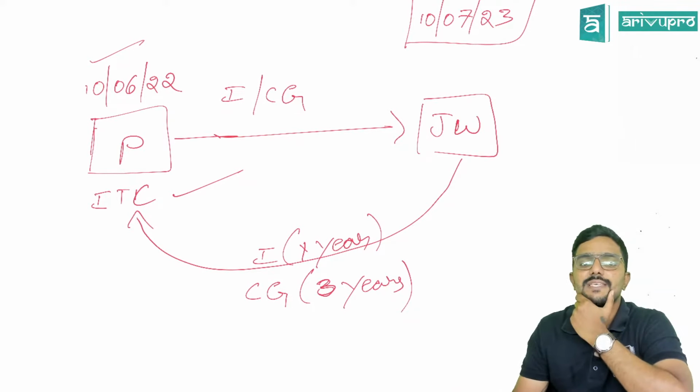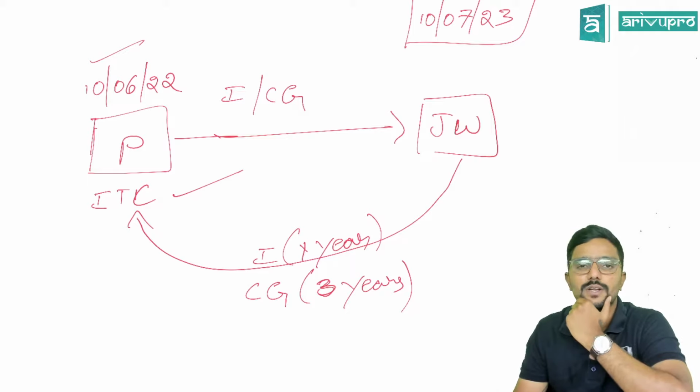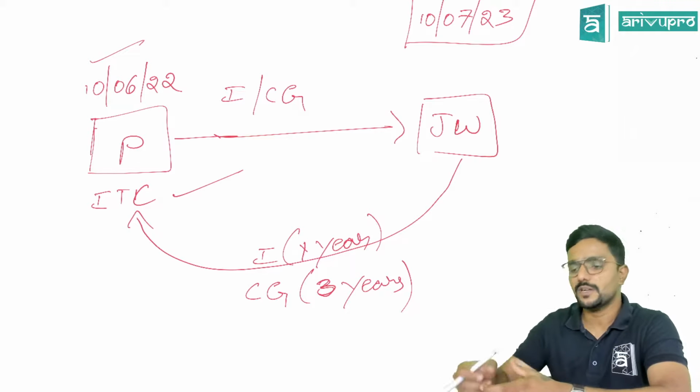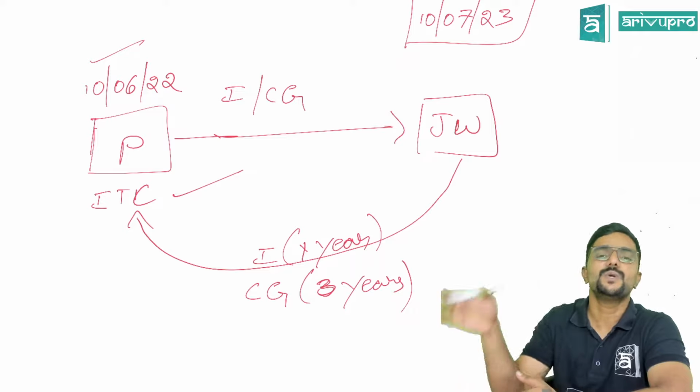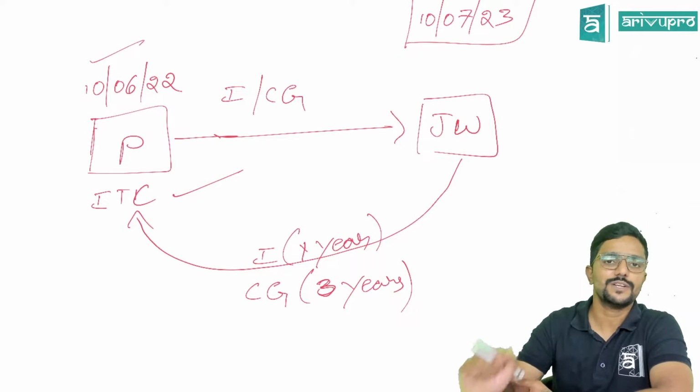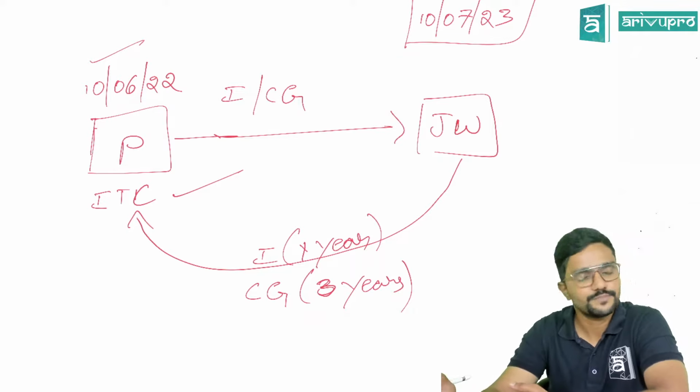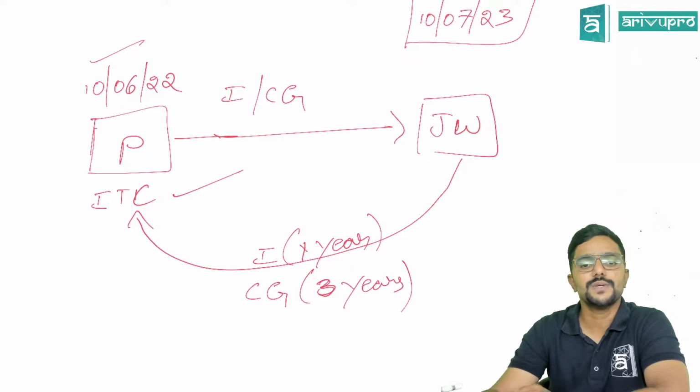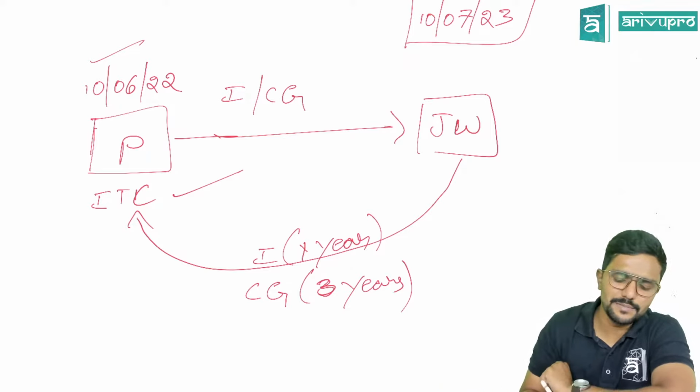Now the principal has sent capital goods to the job worker. Why? Because the job worker will use these capital goods to do his processing for the goods sent by the principal. Okay, sir. In that case, on whatever capital goods he has sent, can the principal claim the ITC?